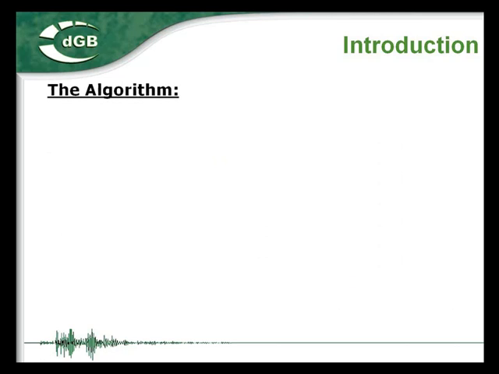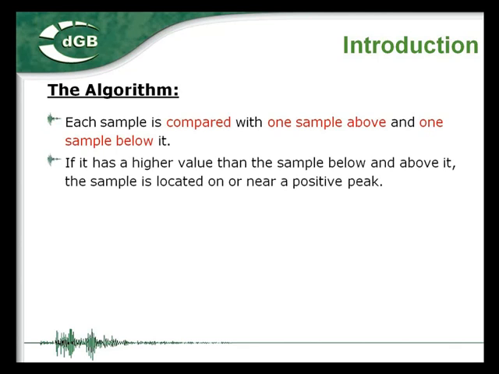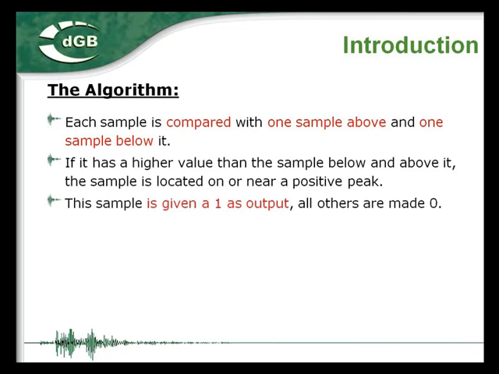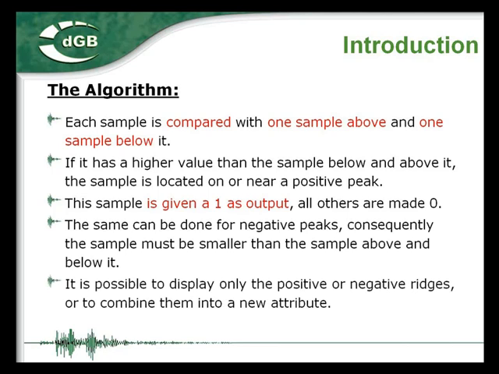So let's go ahead and see what the algorithm is actually doing. Each sample of the trace will be compared with one sample above and one sample below it. If it has a higher value than the sample below and above it, the sample is located on or near a positive peak. Thus, we will just give it a 1 as output. All of the other samples will be made zeros. Of course, the same can be done for negative peaks. Consequently, the sample must be smaller than the sample above and below it. And of course, it is also possible to display not only the positive or negative ridges, but also to combine them and create a new attribute.